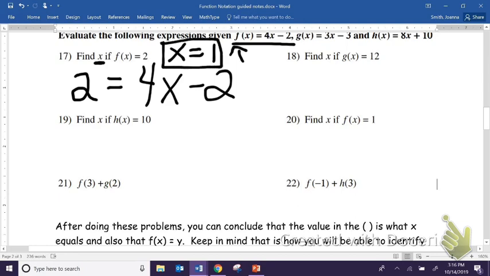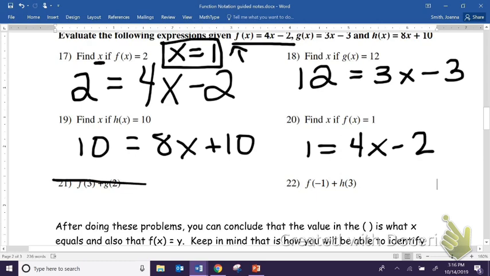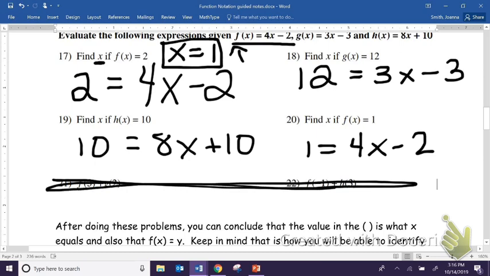Okay, so you'll go in there and do the same thing for 18, 19, and 20. All you'll have to do is plug in 12 is equal to 3x minus 3, solve for x. 19, 10 is equal to 8x plus 10, solve for x. If f of x is equal to 1, find x there. 1 is equal to 4x minus 2, solve those. Okay, numbers 21 and 22, I'm not going to do. If you want to do those, you can. All you got to do is plug in those values and find your answers.